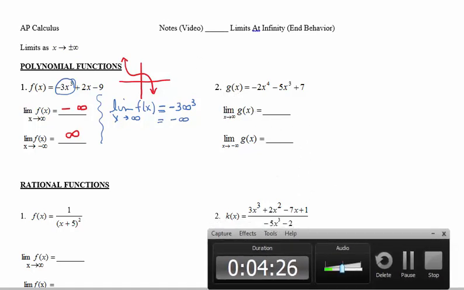Okay, let's look at example 2. Kind of the same thing here. From your past background in math, you know that with an even function with a negative coefficient, this is the general shape of that graph. Both of these answers will be negative infinity, because whether you go to positive or negative infinity, the y values are going to negative infinity.